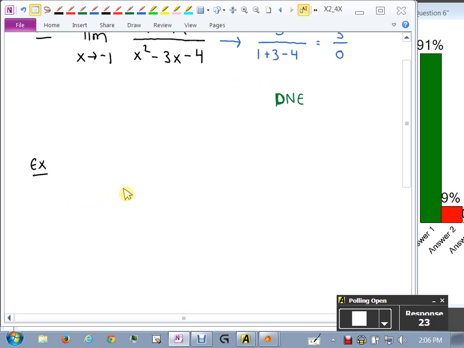So limit, let's do another one. That one was kind of blah. How about this one? Limit as h goes to 0 of (2 plus h) cubed minus 8 over h.